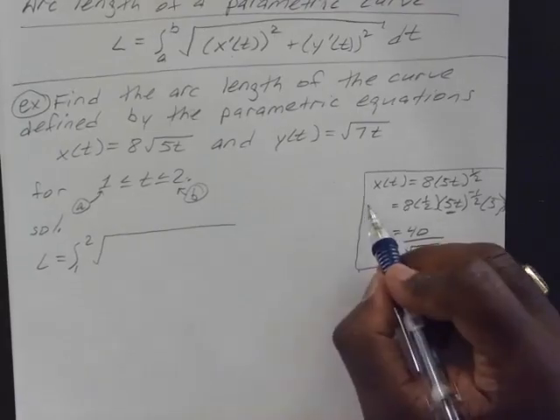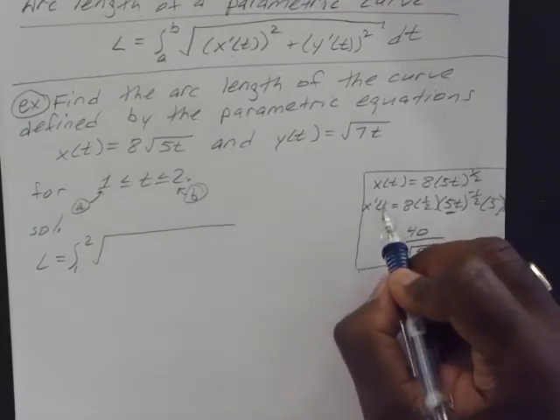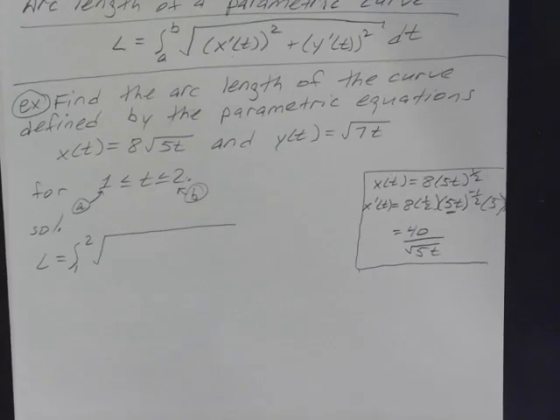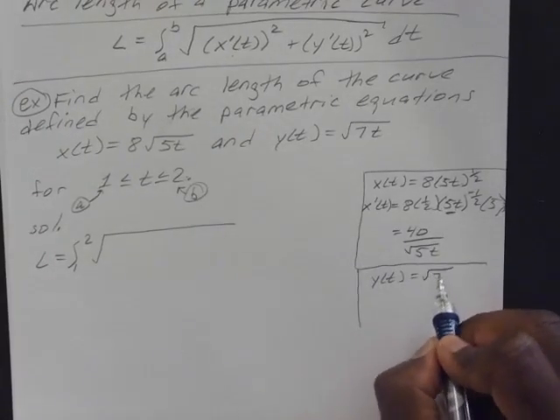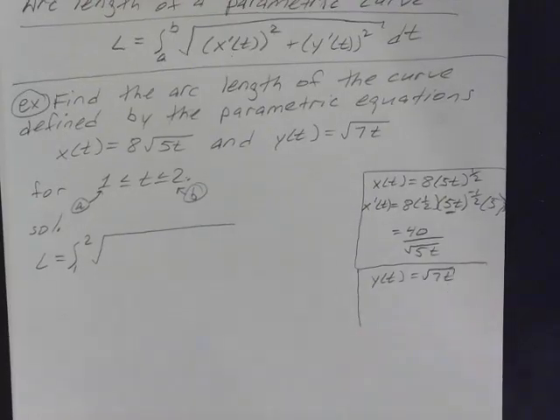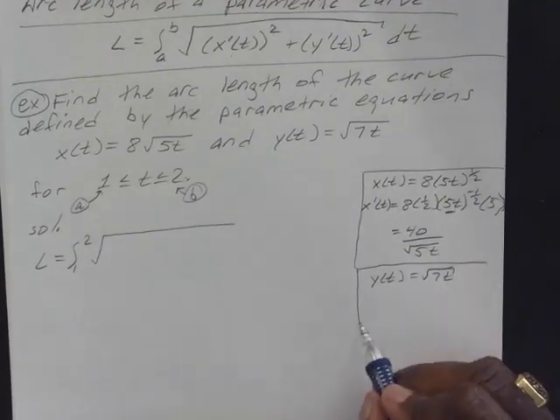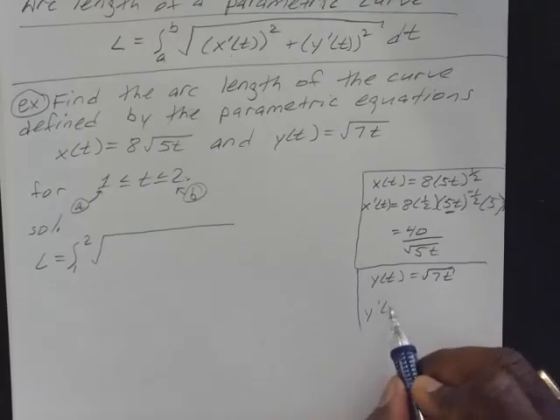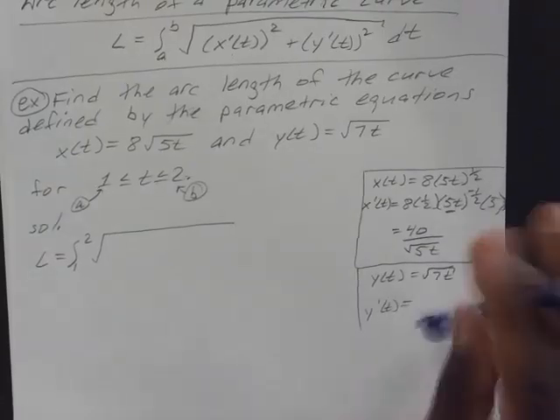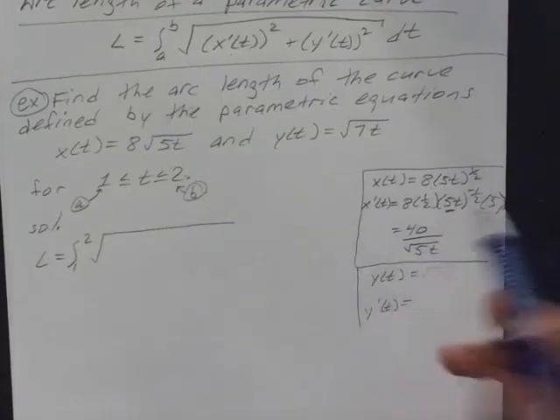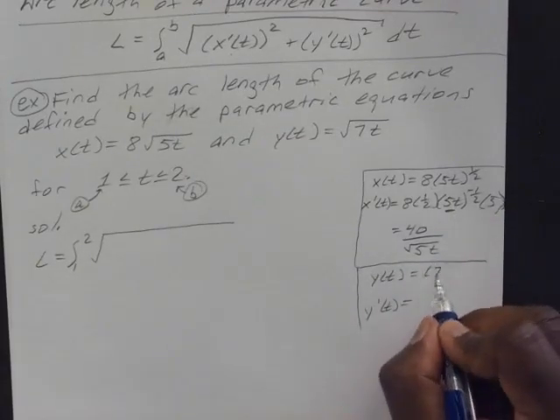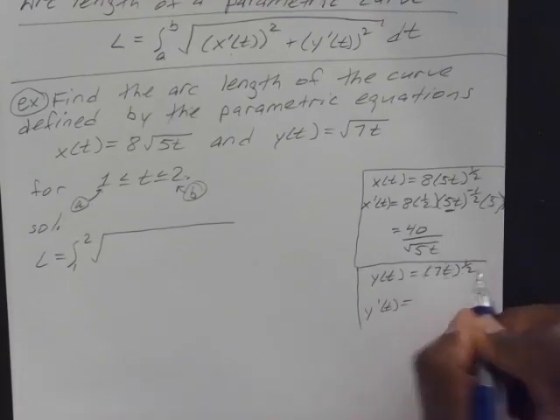Oh, got to mark that this is x prime of t. Here we go. And our y of t is equal to the square root of 7t, which means that y prime of t, I actually rewrite that to the 1/2 power, make it a little easier on us. Okay, so we have 7t to the 1/2 power.